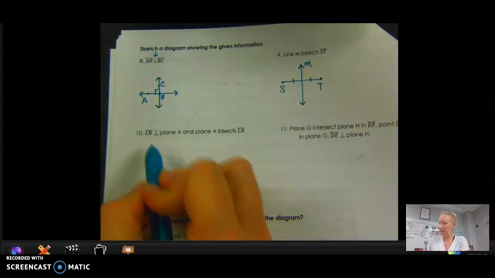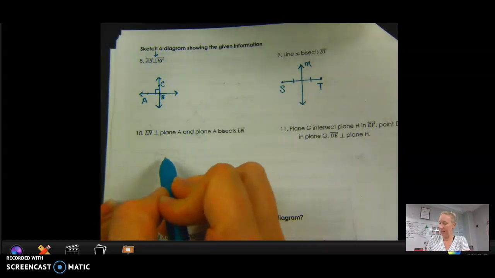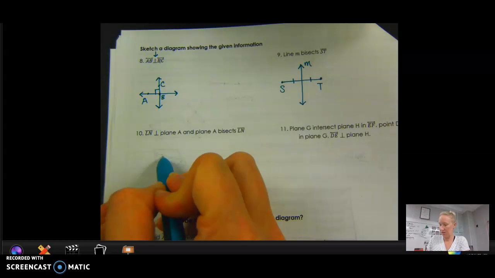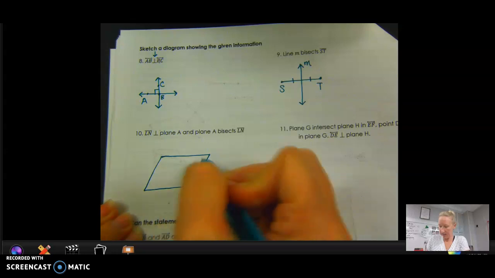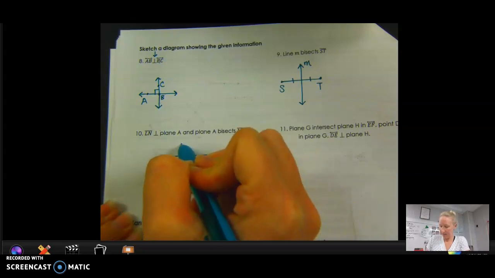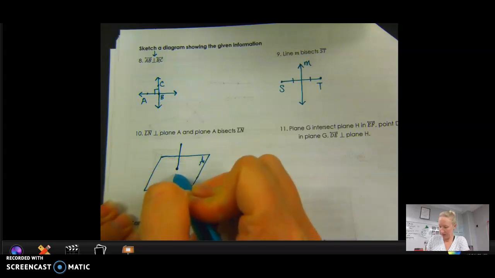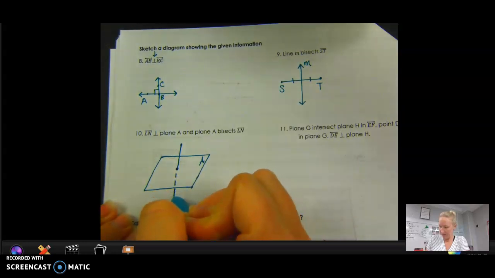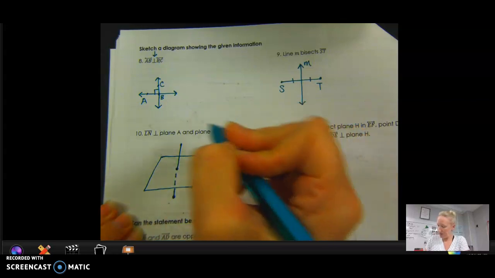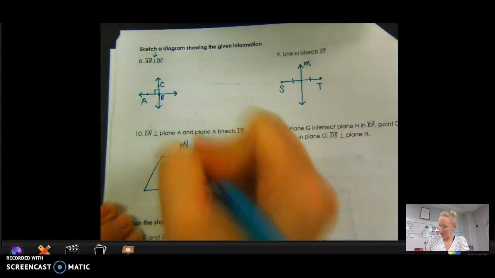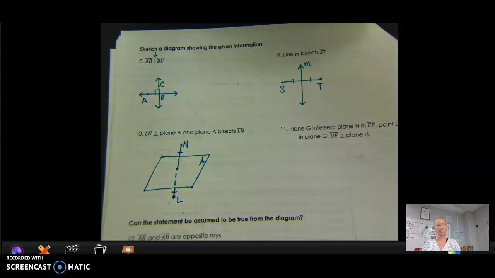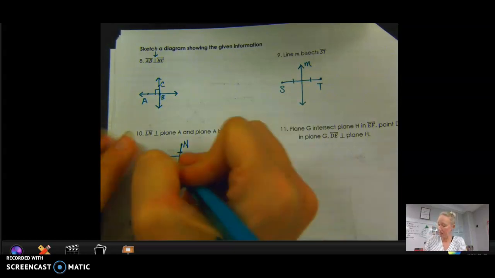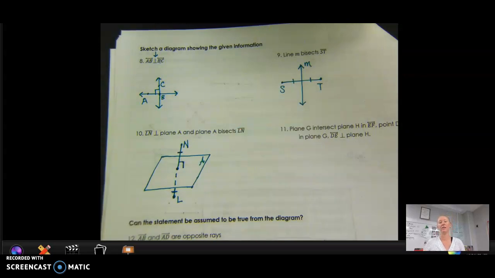LN, so that's a segment LN, is perpendicular to plane A, and plane A bisects LN. Okay, I'm not going to be the best person to draw this. So here's a plane. Plane A has segment LN, so it hits this plane, and it comes out the bottom. LN, but the plane bisects it, so this piece is congruent to that piece. Not too bad. Oh, and it's perpendicular, so I have to show this perpendicular by showing my 90-degree angle of that line hitting the plane.